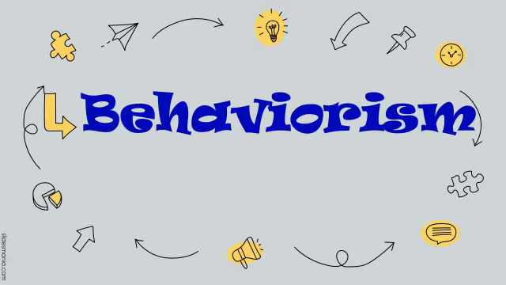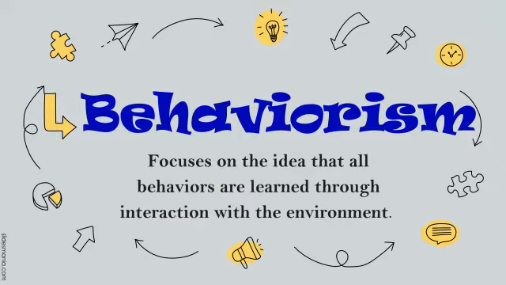The first one we are going to tackle is behaviorism. Behaviorism focuses on the idea that all behaviors are learned through interaction with the environment. According to the school of thought, also known as behavioral psychology, behavior can be studied in a systematic and observable manner, regardless of internal mental states. Behavioral theory also says that only observable behavior should be studied, as cognition, emotions, and mood are far too subjective.